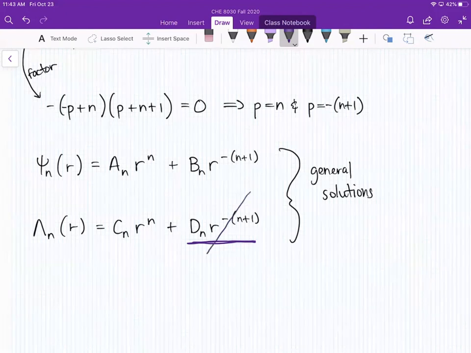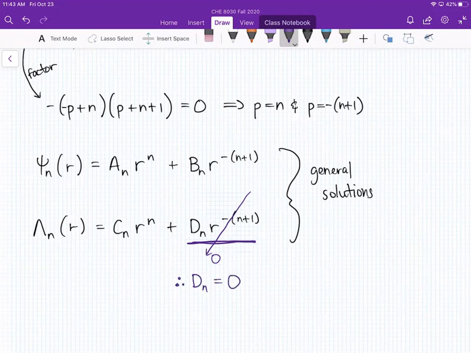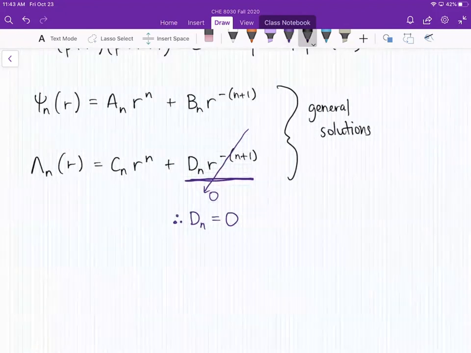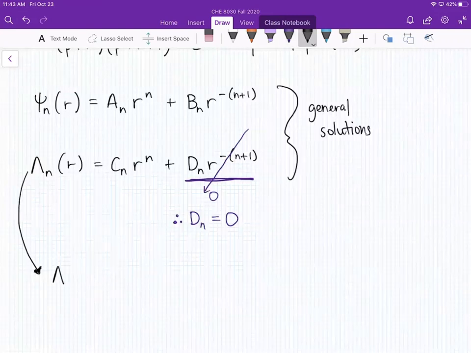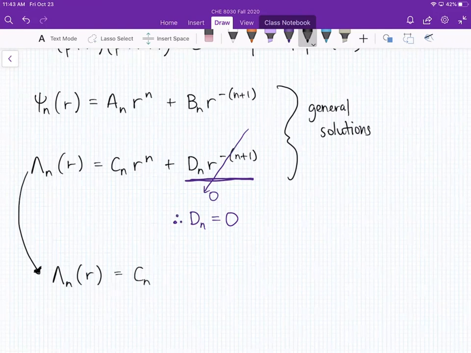That can't be true because we know we have a finite temperature at the center of the sphere. Therefore, we need that term to go away, and so we can already determine that that constant d sub n must be equal to 0. So we end up with a bit of a simplified equation for the transformed temperature inside of our sphere: simply lambda sub n is equal to c sub n times r to the n.